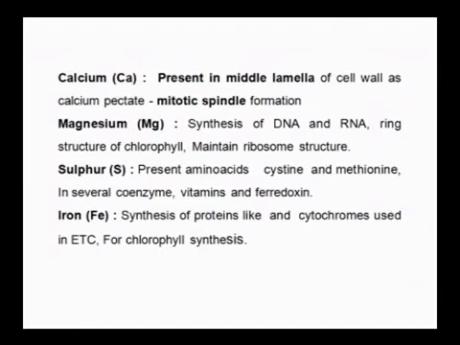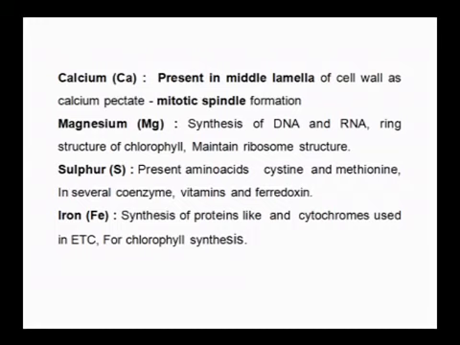The next macronutrient present in the middle lamella of the cell wall is calcium, in the form of calcium pectate. Calcium is the chief material in the middle lamella and also helps in the formation of spindle fibers during cell division, that is mitotic spindle fiber formation.